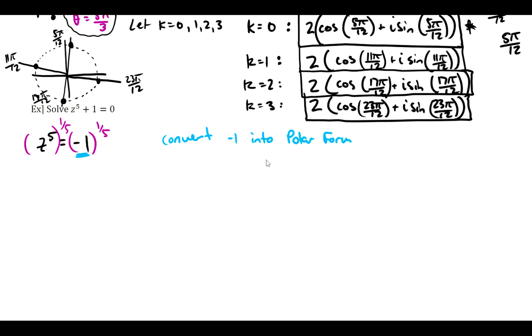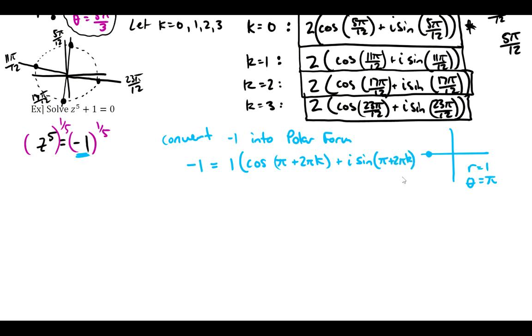Let's go ahead and sketch that. So negative 1 is over here in polar form. That means its radius is 1 still, and the angle is pi. So negative 1 in polar form is 1, big parenthesis, cosine of pi. But let's instantly say, well, we're going to take a root, so let's make sure we do plus 2 pi k right away. And then plus i sine of the same thing, pi plus 2 pi k. So there's the negative 1 getting converted.